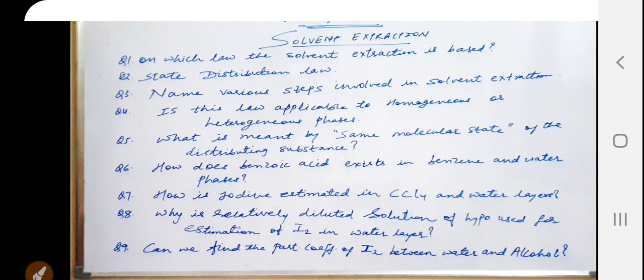Next question, can we find the partition coefficient of iodine between water and alcohol, or say benzene and toluene? No. Why can we not find it out? Because water and alcohol are miscible liquids. They do not form a heterogeneous system. We have already mentioned that the distribution law applies only with reference to heterogeneous phases, not in case of homogeneous phases. But your water and alcohol are miscible with each other.